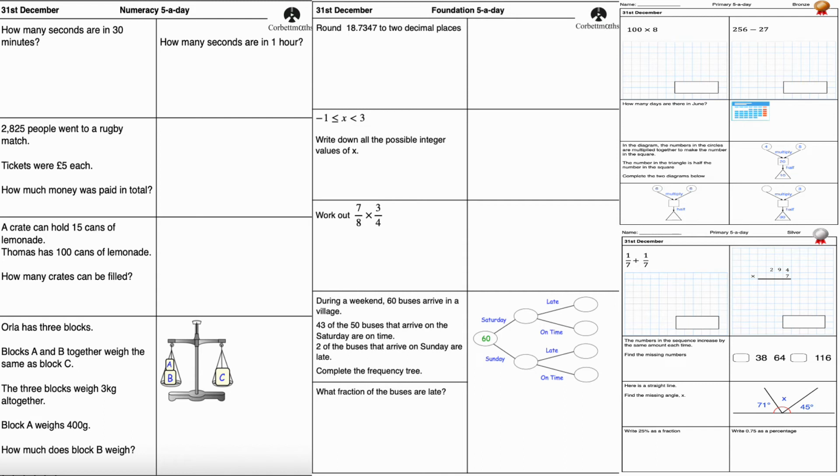Hi guys, in this video we will be taking a look at the numeracy 5 a day. Okay, numeracy 5 a day, foundation 5 a day, the primary 5 a day for the bronze and the primary for the silver, okay? So the numeracy is appropriate for GCSE students and for higher tier students.